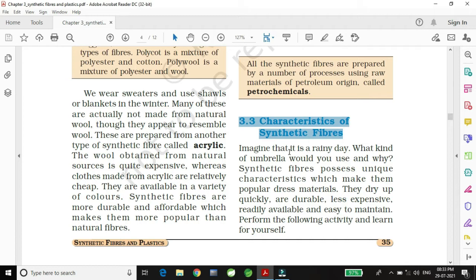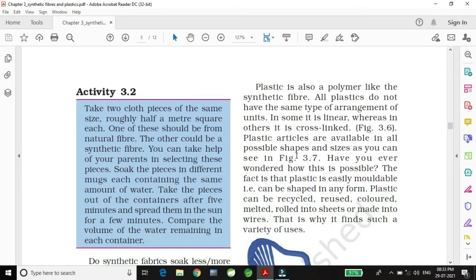So mostly the characteristics of synthetic fibers are that they can dry up quickly, and they are very durable, which means long lasting. They are very less expensive, readily available or easily available, and easy to maintain also. So perform the following activities and learn for yourself. Let's see what the activity is.